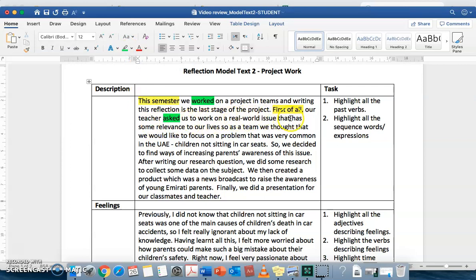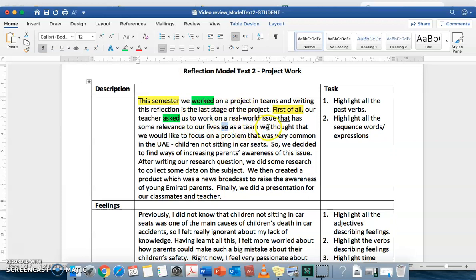The next part of the sentence that I should explain is that we have a relative pronoun, that. That is used in this case to give extra information about a real-world issue. The description of the real-world issue is that it has some relevance to our lives. After that, we have the joining word so, which is our conjunction. This so is used to give a result. So the result of the teacher asking them to do something, this is what we did.